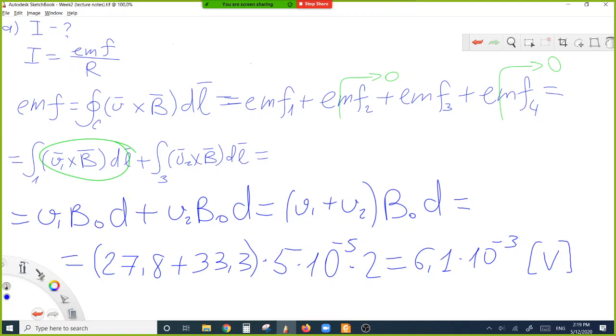The electromotive force occurring in our system due to the motion of two trains is equal to 6.1 millivolts. Now, we know the electromotive force. In order to compute the current, we need to compute the resistance in our system.